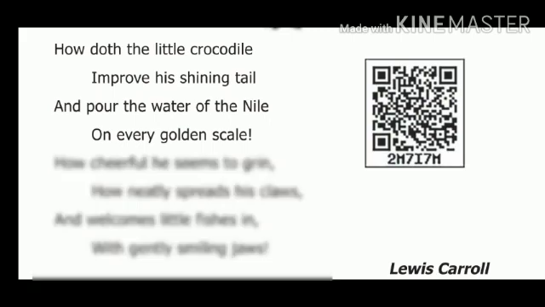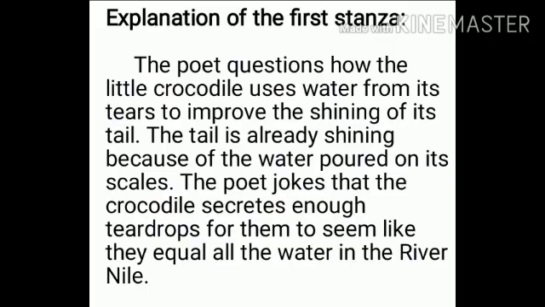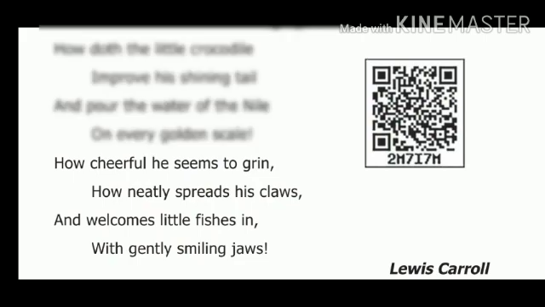Now, look at the first stanza. How did the little crocodile improve his shining tail and pour the water of the Nile on every golden scale? In this stanza, the poet questions how the little crocodile uses water from its tears to improve the shining of its tail. The tail is already shining because of the water poured on its scales. The poet jokes that the crocodile secretes enough teardrops for them to seem like they equal all the water in the river Nile.